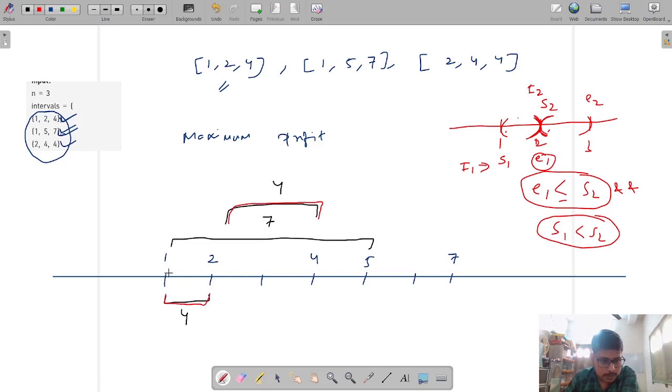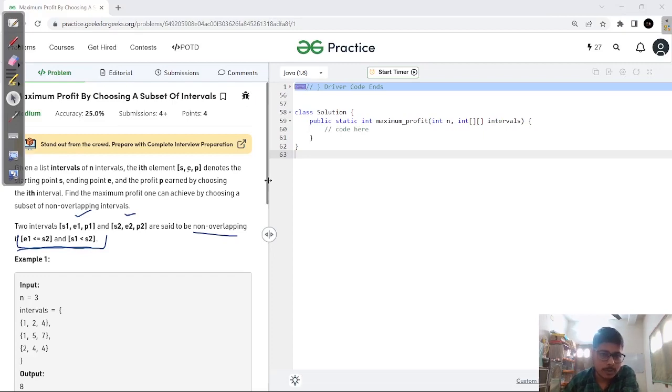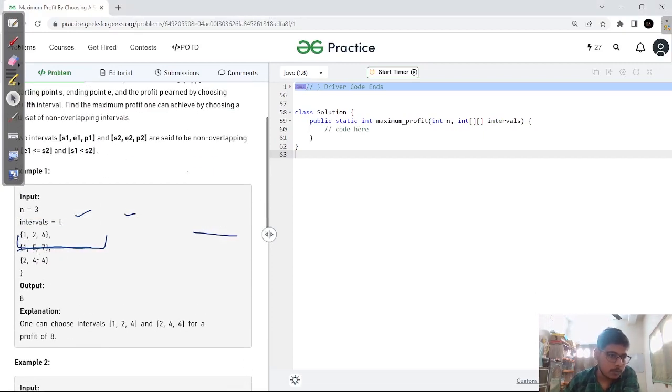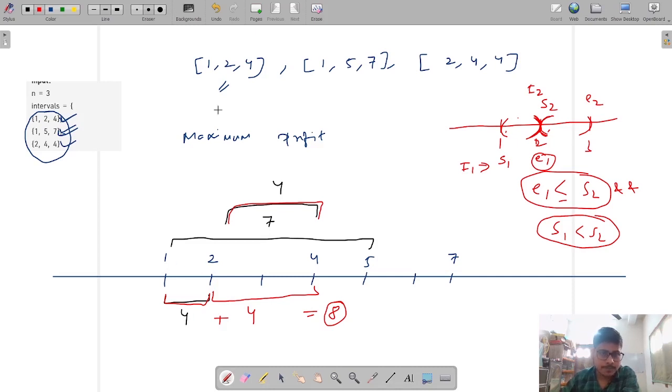Why? Because this one is starting from 1 ending at 2, and this one is starting at 2 ending at 4, and it gives me a profit of 4. So these are two non-overlapping intervals, giving a total profit of 8, right? 4 plus 4. So I have to include all the non-overlapping intervals so that I can generate a maximum profit. So my maximum profit is 8. The answer is actually 8 in my given question, for 1 to 4, 1 to 4, 2 to 4.